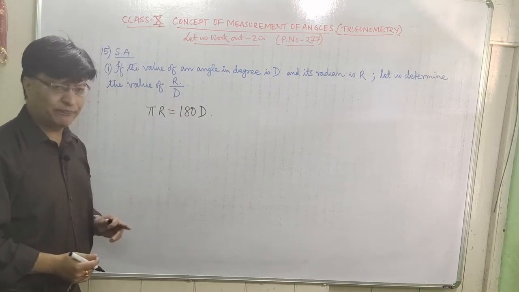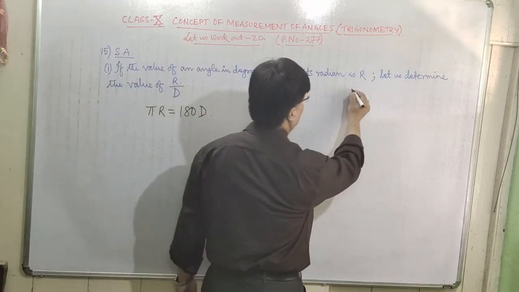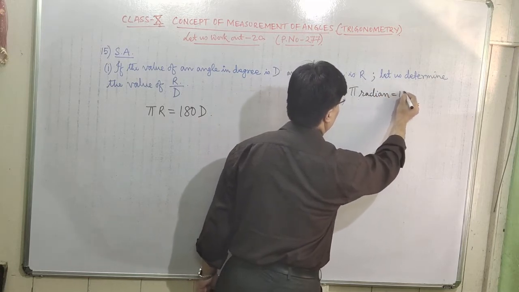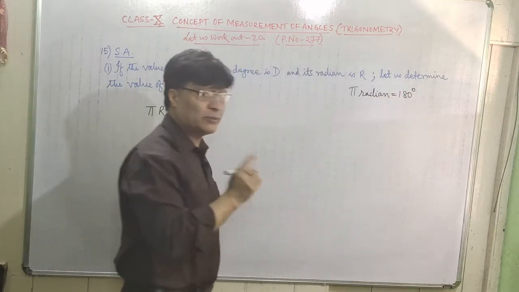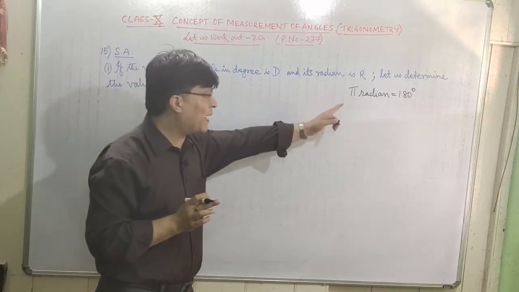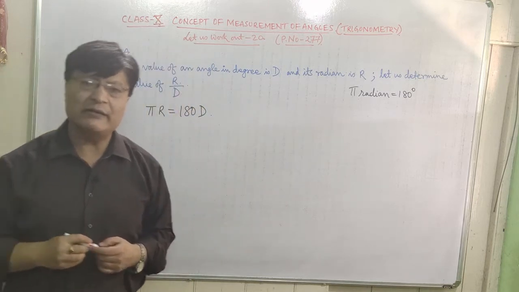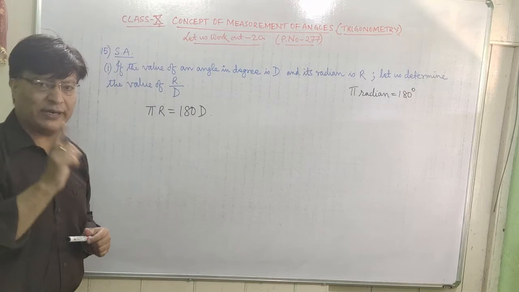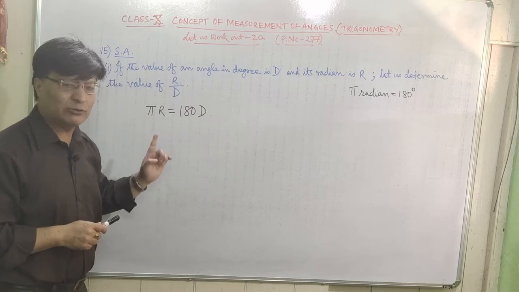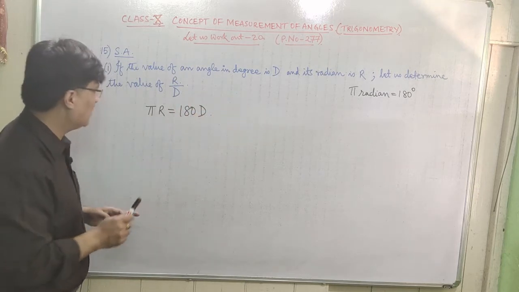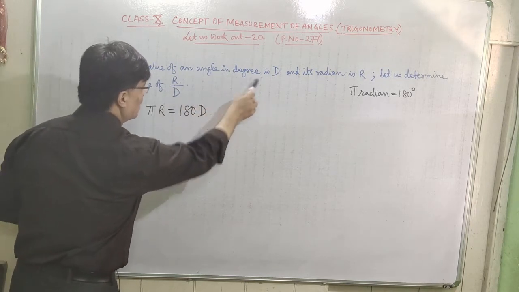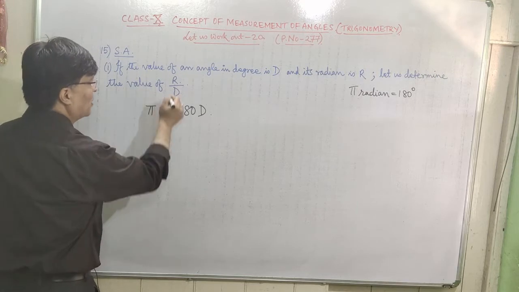You should know this relation. We have written that pi radian is equal to 180 degree. We have proved it also, in the beginning of this chapter. Radian is a constant angle, right? 1 radian is a constant angle. Here radian is given in terms of R, and 180 degree is given in terms of D. So you have to get the value for R upon D.